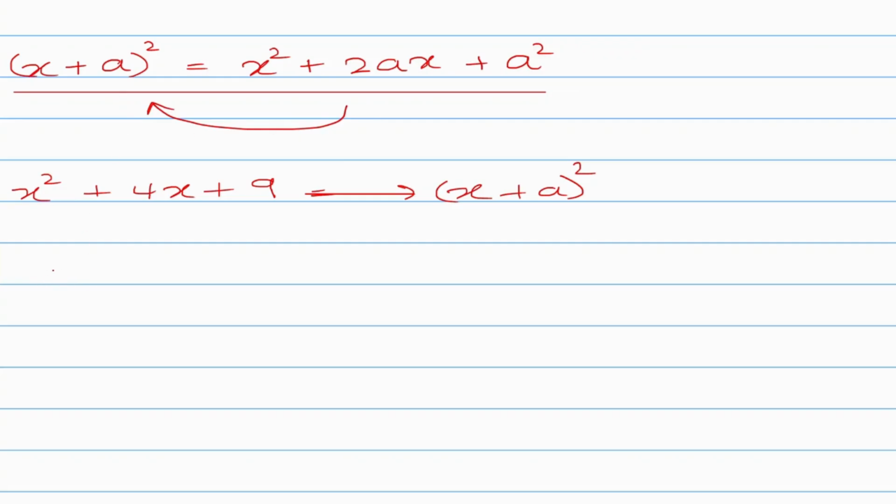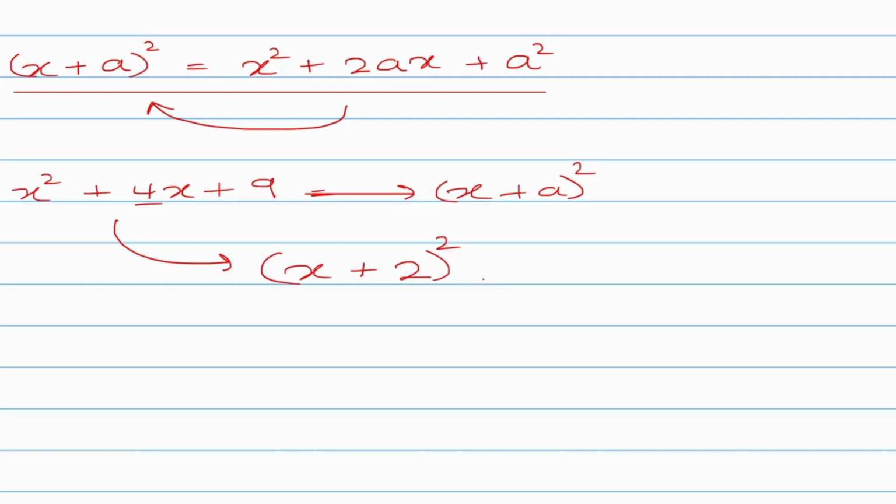If you reverse this, if you go backwards, when you went forward, x became x squared. So going backwards, it becomes x. And then 2a here, a becomes half of this, which is 2. So 2, and then square.